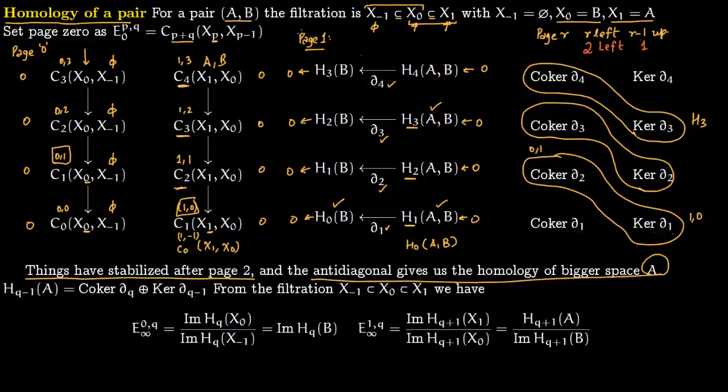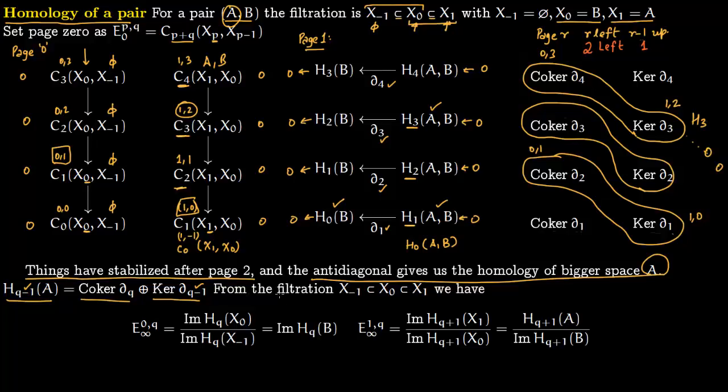As I said before, things have stabilized after page 2, and the anti-diagonal gives us the homology of the bigger space A. This is the bigger space A, which contains B. So as I said before, H_{q-1} of A involves the kernel of delta q-1. This q-1 agrees with this, and this co-kernel is 1 higher. So for H3 you have the kernel of delta 3 and the co-kernel of delta 4. This delta 3 comes from position 1 2, and this co-kernel is lying at position 0 3. There are other elements also lying on the diagonal, but they're all 0, so we ignore them.